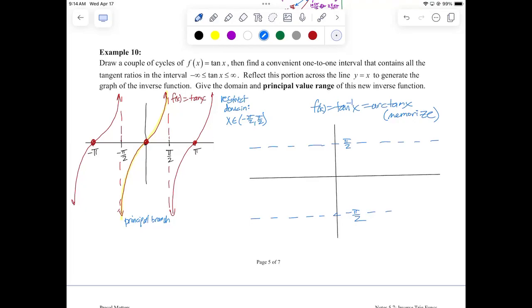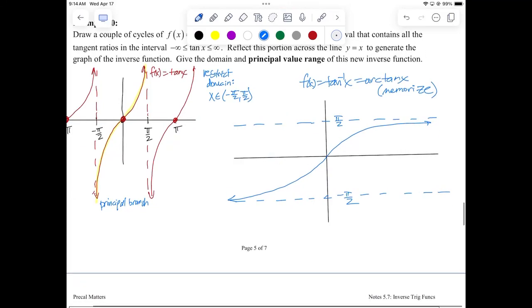Those are guidelines. It's going to remain an increasing function. It's going to look like this. It's going to do that. There's the graph of inverse tangent. This one is important to memorize, especially if you go on to take calculus, because this one shows up quite a bit. All right, what is the domain of this function?